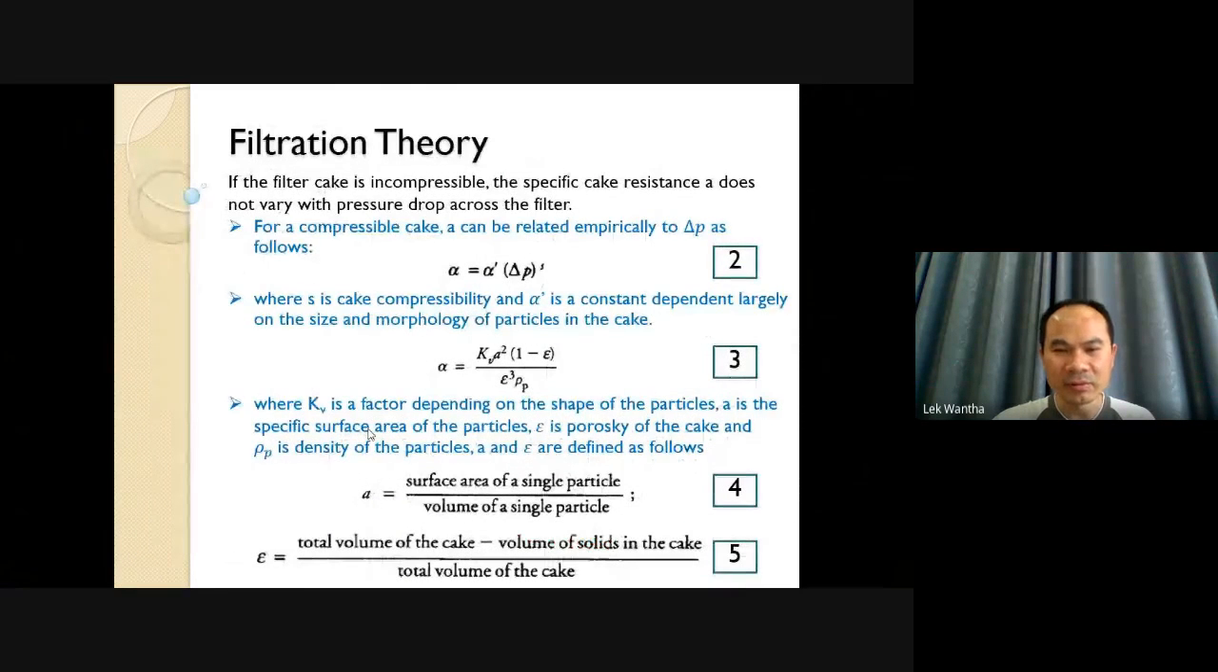Okay, next I will show you an example. I talked to you about this already in the video, the theory, the principle of theory. I think you studied it already in chemical engineering.